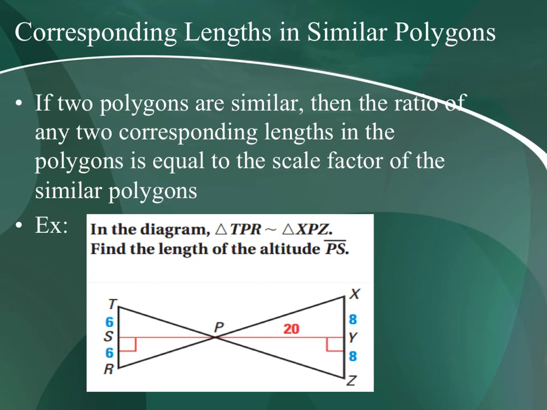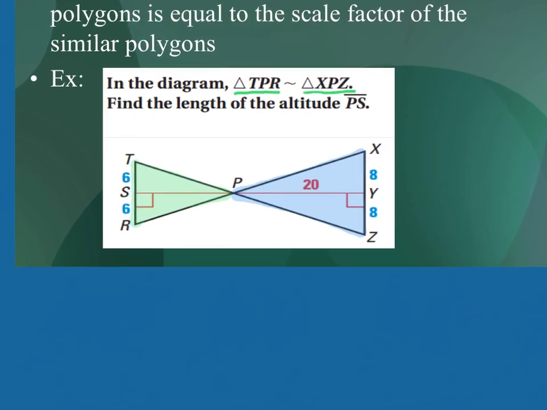So in this diagram, it says triangle TPR is similar to triangle XPZ. So TPR is this left triangle, is similar to XPZ. Then it says find the length of the altitude PS. So what do I know about the scale factor? And let's say I keep it in the order of TPR to XPZ. What would this whole side be?